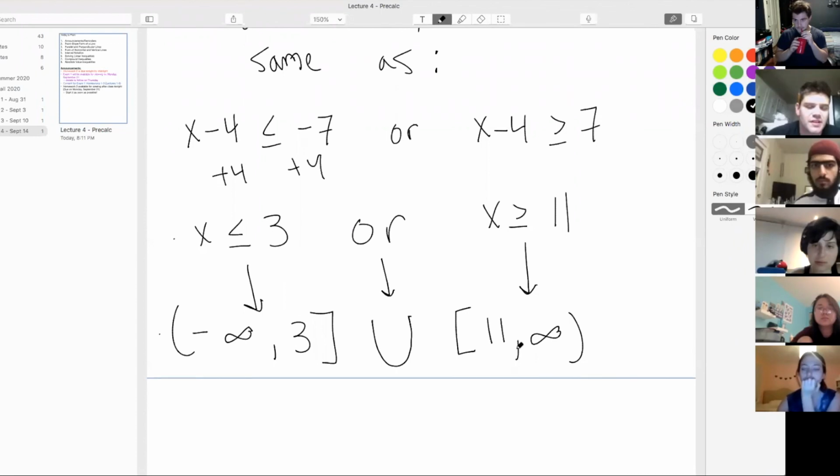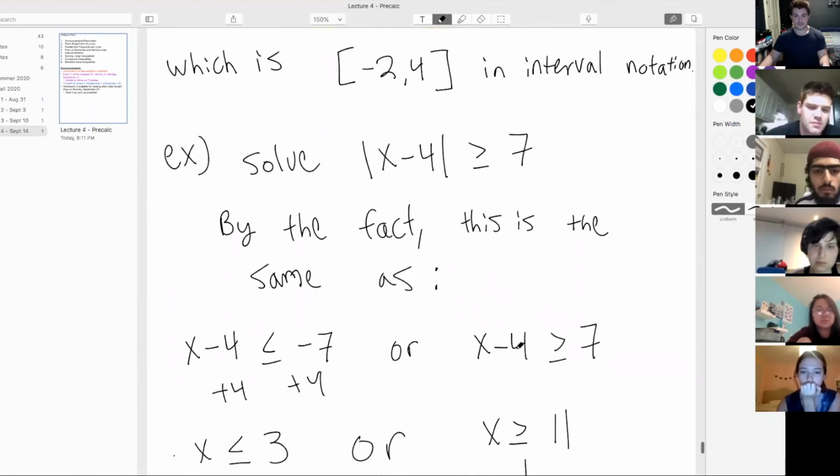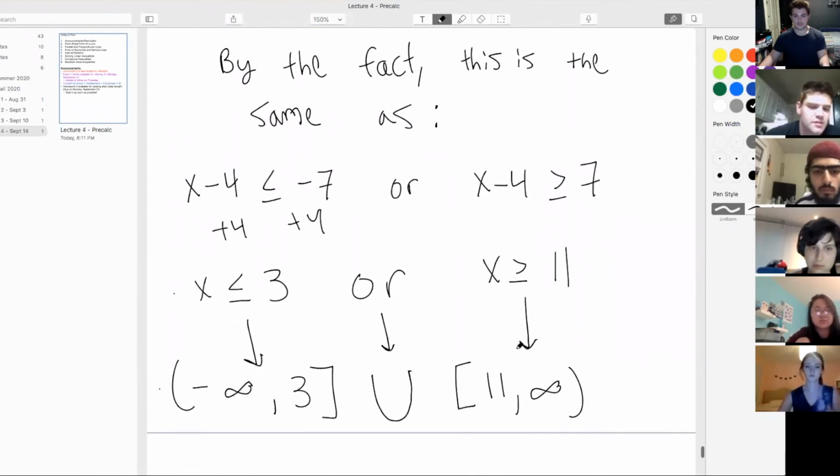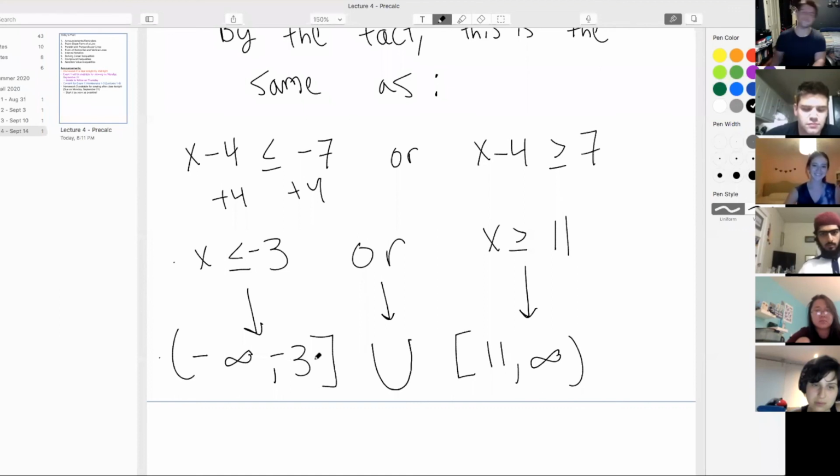Real quick, I think the last one you meant to put x is less than or equal to minus 3, because minus 7 plus 4 would be minus 3. Yes, definitely. Thank you. I was checking the same thing. Yeah, perfect. Thank you, guys.